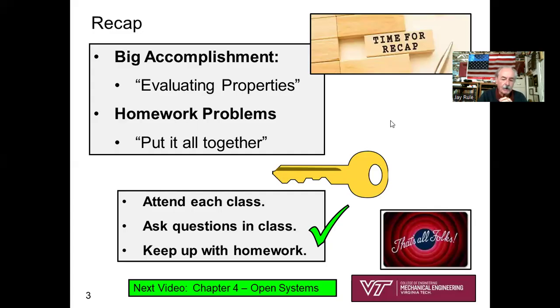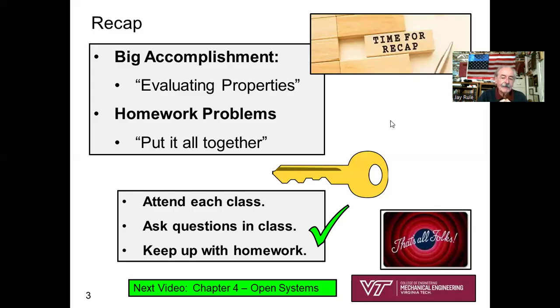Looking ahead to open systems, chapter 4 is introducing the idea of engineering problems associated with open systems. This is, by far and away, what I did for the last 30 years of my engineering practice career, working with open systems because of the nature of my role. Chapter 4 is going to help you get better and better at analyzing open systems. Think back about chapters 1 and 2. Most of those were closed system problems. So now we're moving into open system problems.